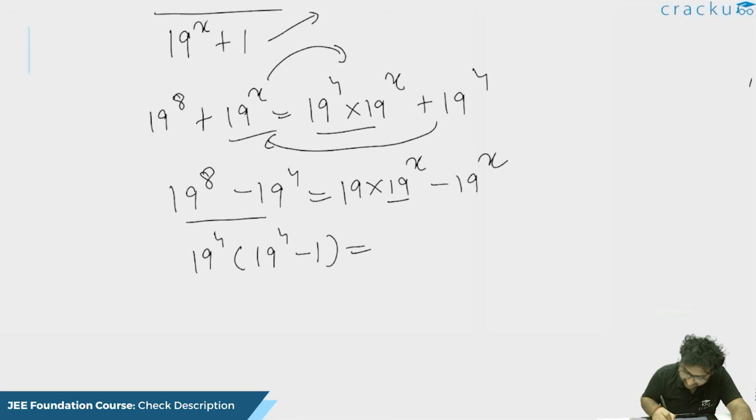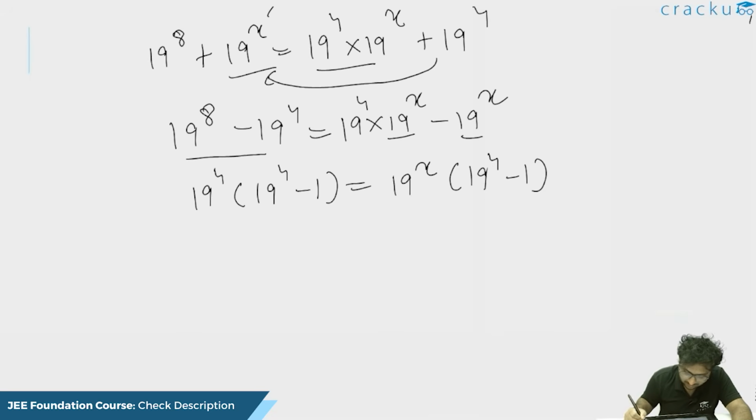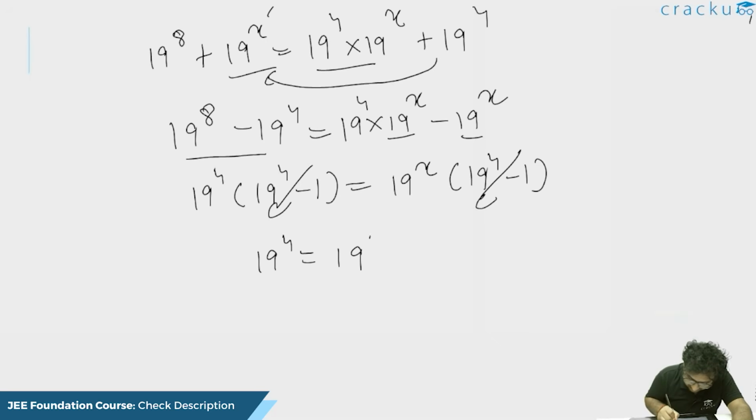And similarly we can take 19 to the power x common in this. This is 4, sorry. So this would be what? 19 to the power 4 minus 1. Okay. So 19 to the power 4 minus 1 will be cancelled out on both sides. So we get 19 to the power 4 equal to 19 to the power x. So what we get? 4 is equal to x.